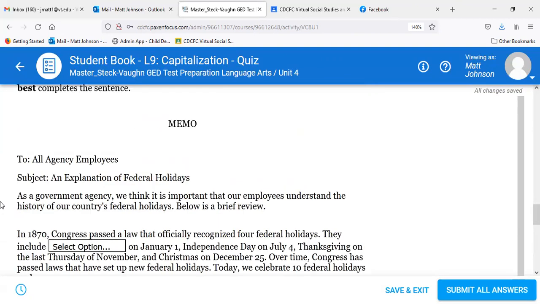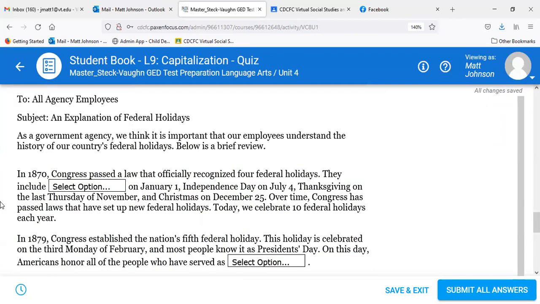Okay. So it looks like we have a memo here to all agencies. Subject: an explanation of federal holidays. As a government agency, we think it is important that our employees understand the history of our country's federal holidays. Below is a brief review. In 1870, Congress passed a law that officially recognized 4 federal holidays. They include, my box will open up here. There we go.